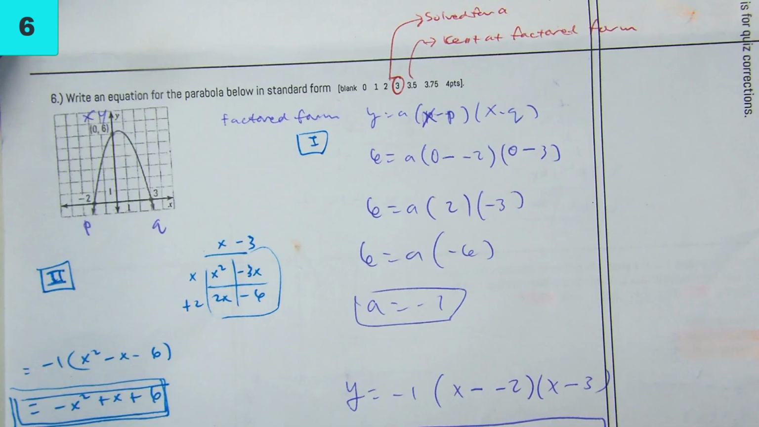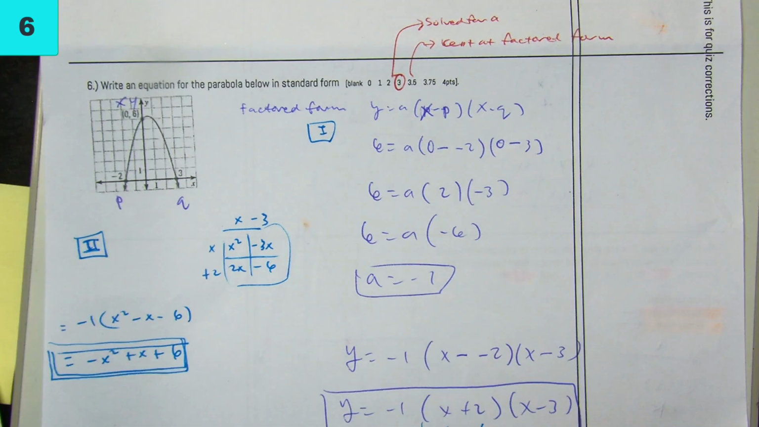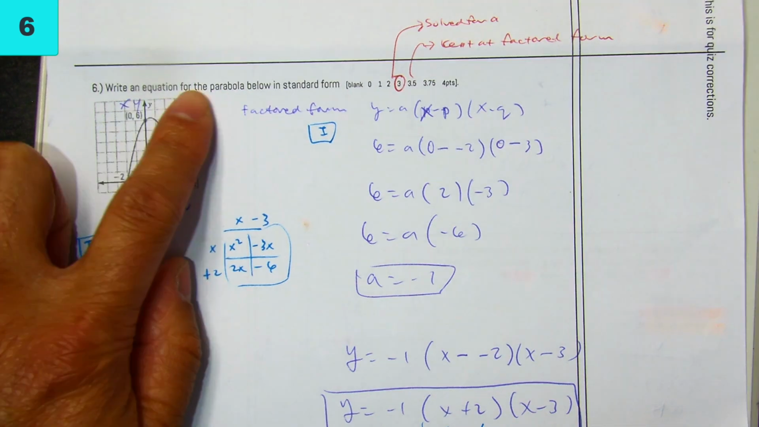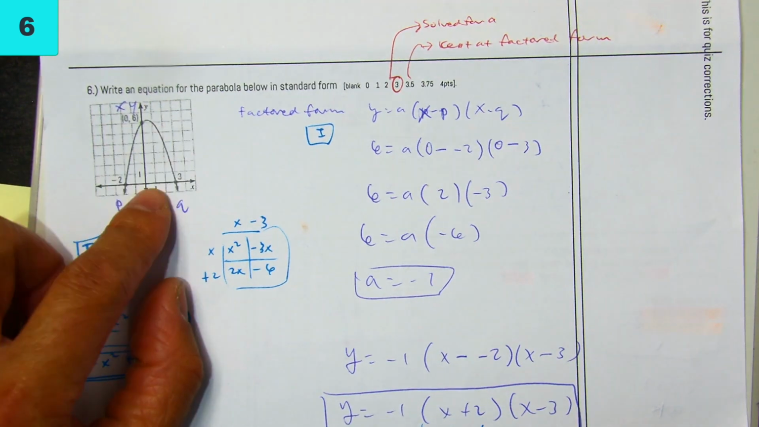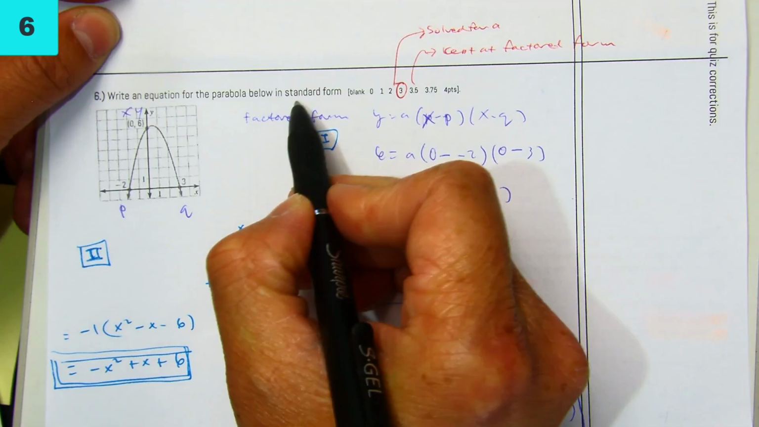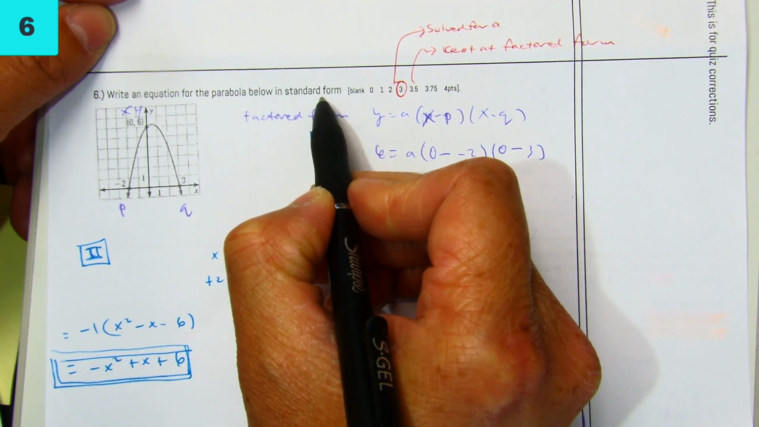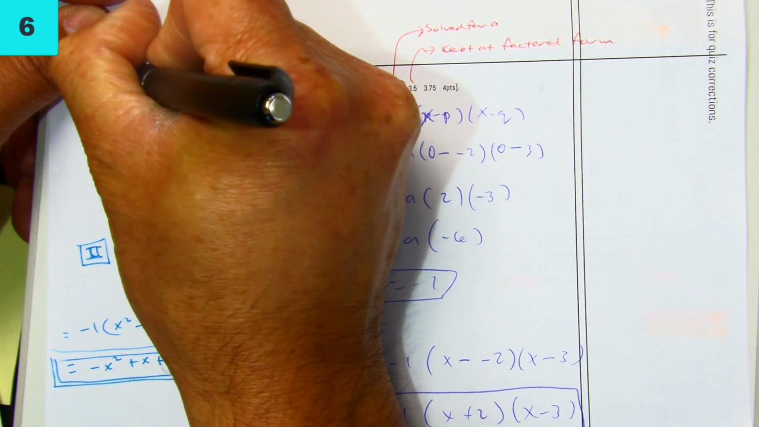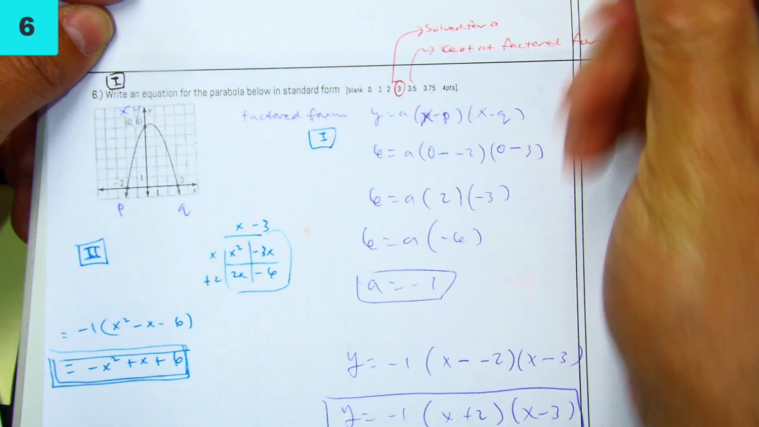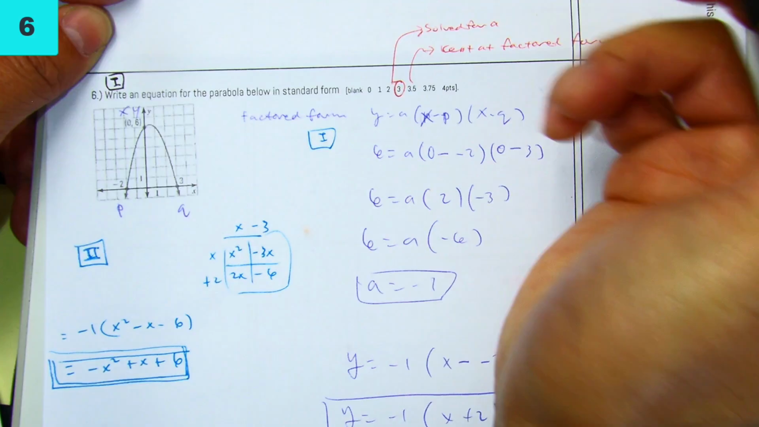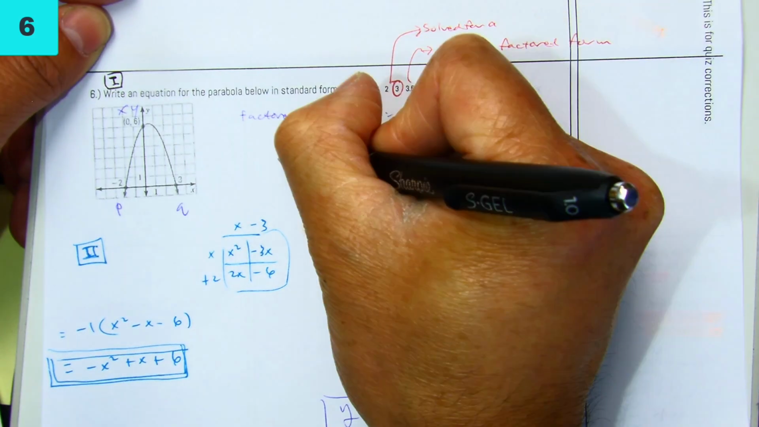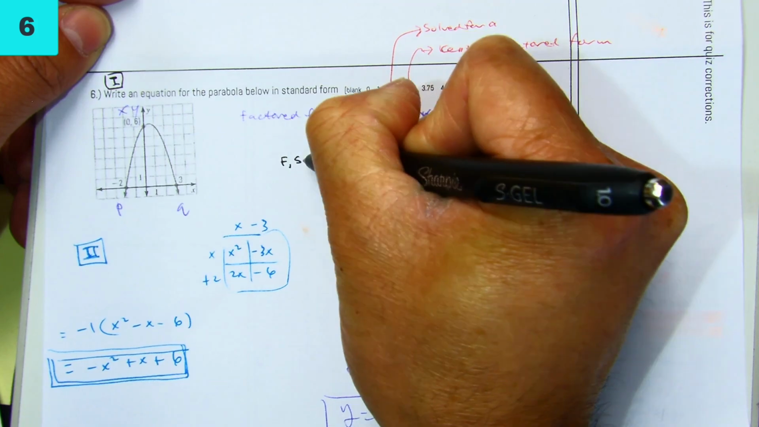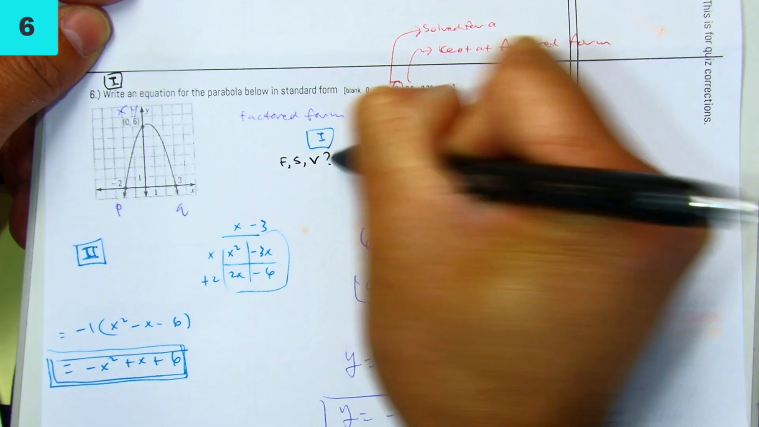Question number 6. Write the equation from the parabola below in standard form. Okay, so we're going to write an equation first. And a lot of you were very good. What I liked about what you did is from our packet, right? Is it factored, standard, or vertex form? Which one of these?